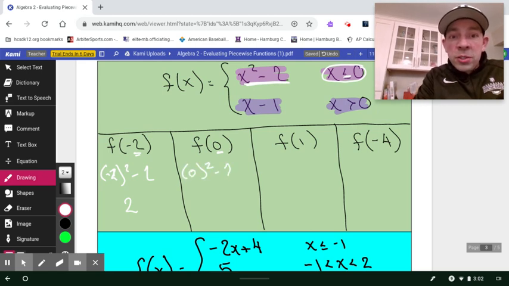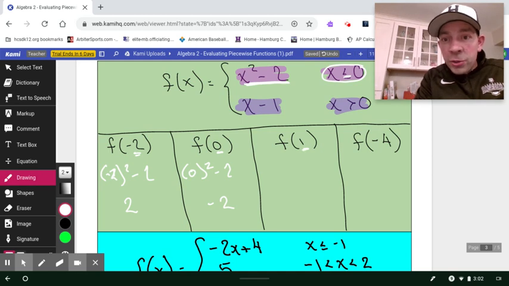0 squared minus 2 makes negative 2. Now, what about x equals 1? That's the first one that is greater than 0. So here's my domain, here's my corresponding function. 1 minus 1 makes 0.